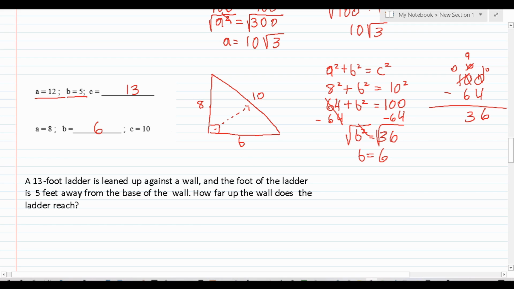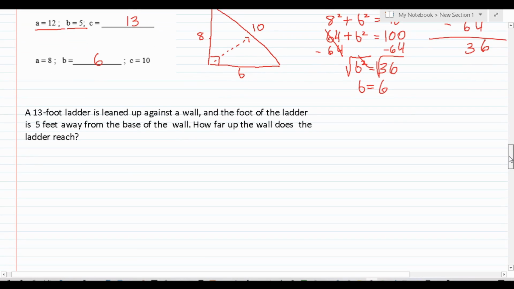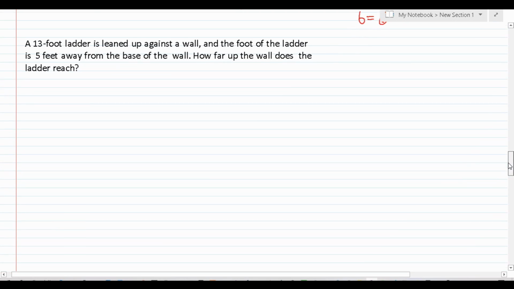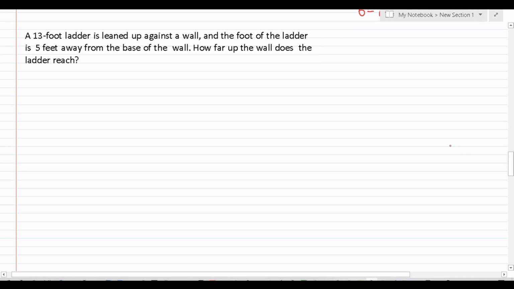Okay, so with those basic examples out of the way, let's ramp the intensity up a little bit, and let's start looking at some ASVAB type questions.